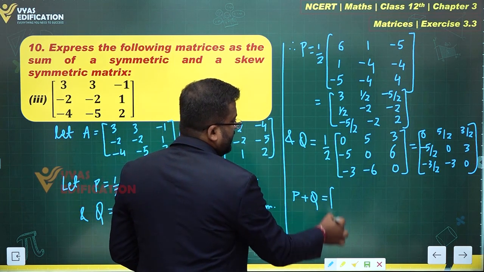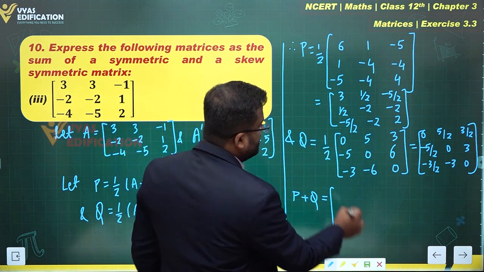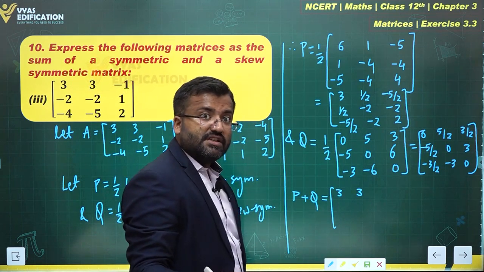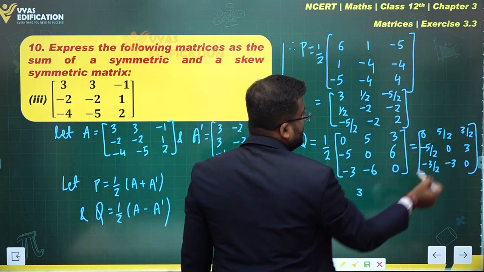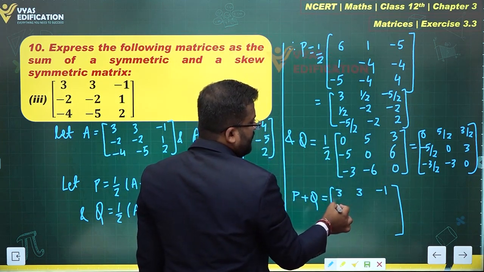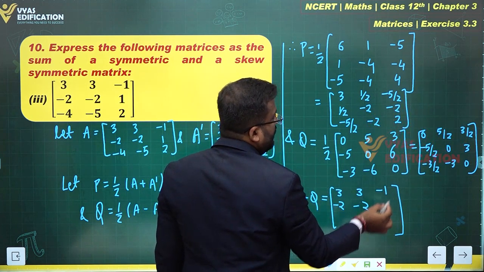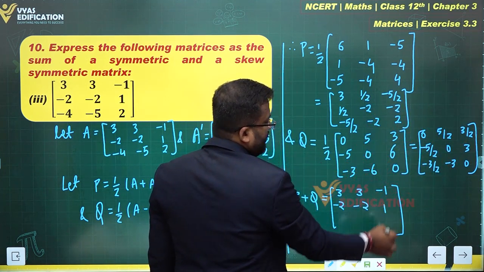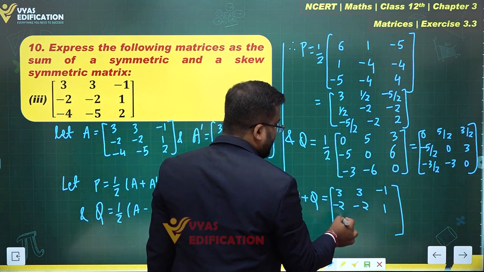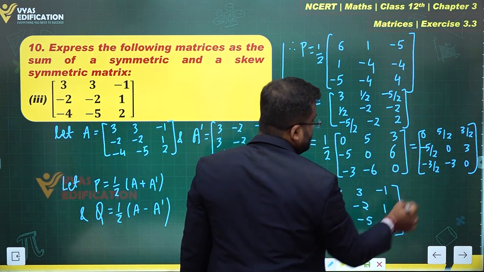is equal to what? The sum of these two matrices, P and Q. 3 plus 0 is 3. 1 by 2 plus 5 by 2 is 6 by 2, which is 3. Yes. Minus 5 by 2 plus 3 by 2 is minus 2 by 2, which is minus 1. Okay. 1 by 2 minus 5 by 2 is minus 4 by 2, which is minus 2. Minus 2 plus 0 is minus 2. Minus 2 plus 3 is 1. What about the third row? Minus 5 by 2 minus 3 by 2 is minus 8 by 2, which is minus 4. Minus 2 minus 3 is minus 5. 2 plus 0 is 2.